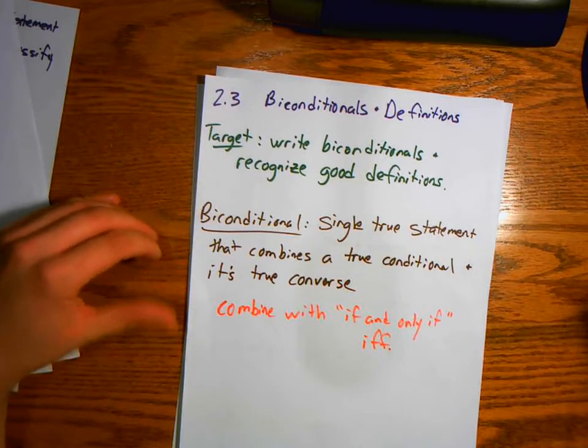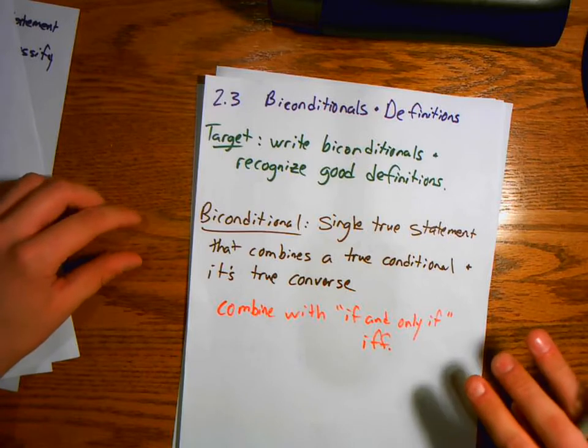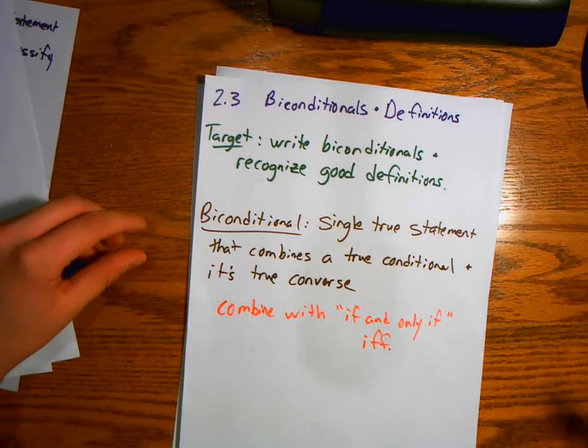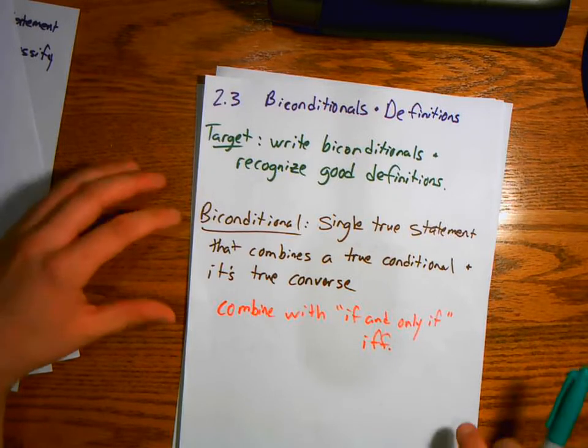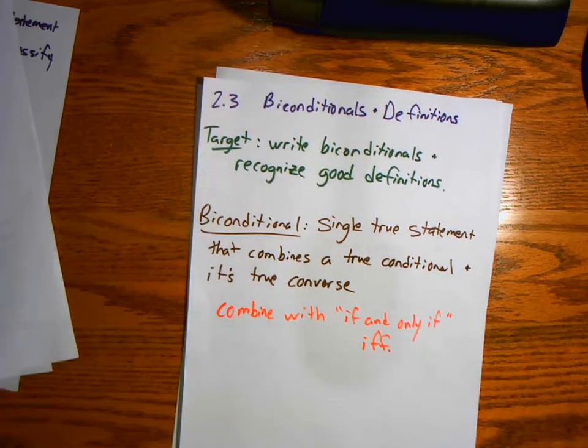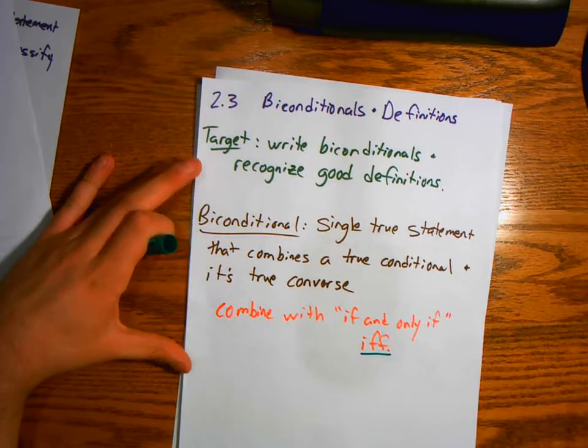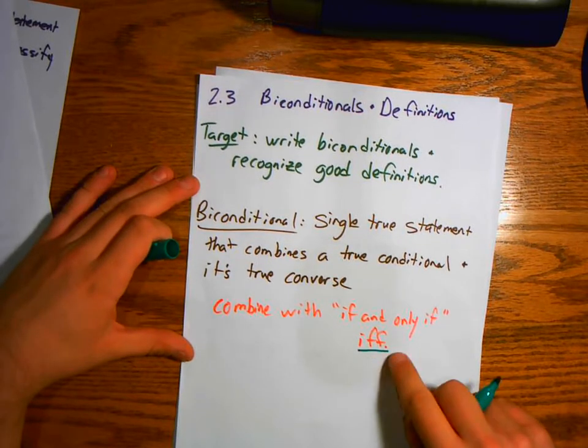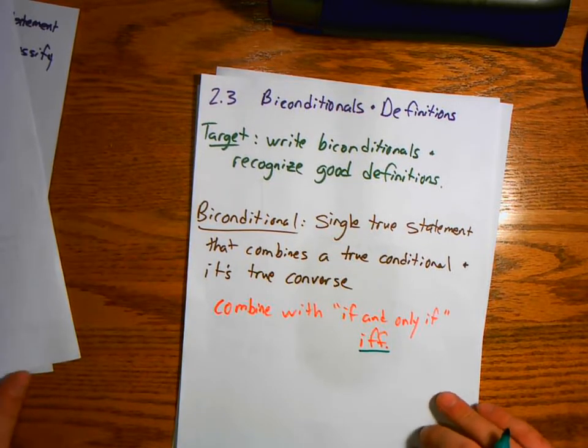Now, when you write this biconditional, you basically are taking your converse, which is flipping your original statement around, and combining that with a statement that is if and only if. And I will use an abbreviation on this with the letters IFF, which stands for if and only if.